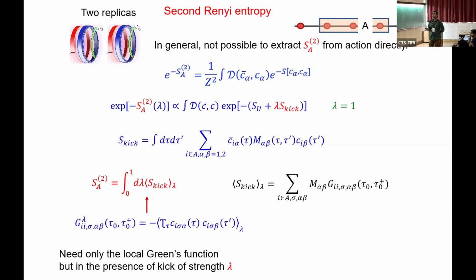So basically you can now do an integration over this strength, and what you can show is that essentially it is like doing work with this kick term, where you change the strength of the kick term and do some work going from 0 to 1. This work is just the expectation value of the kick term in the presence of some lambda, so it is only given by the two-point function. By doing this integration through the two-point function, you can get the entanglement entropy. Of course, you have to calculate the two-point function in the presence of this arbitrary strength. So this is a general result.